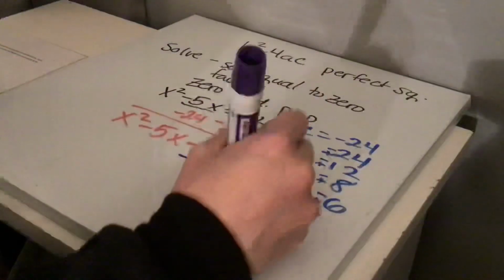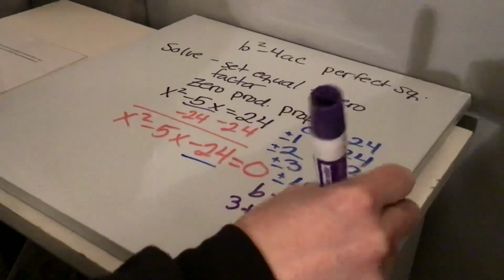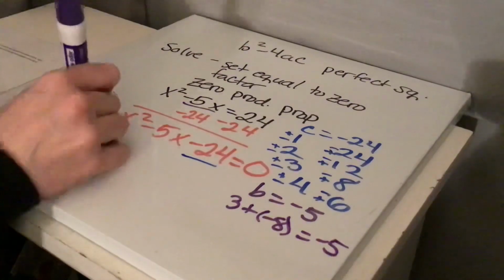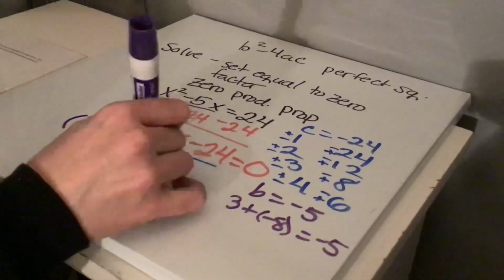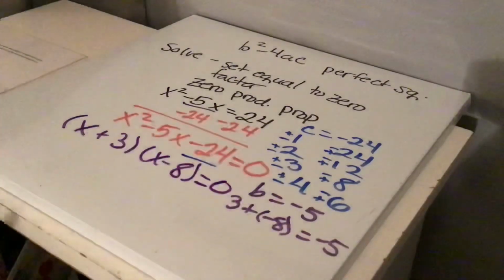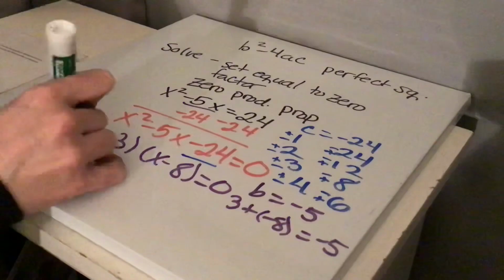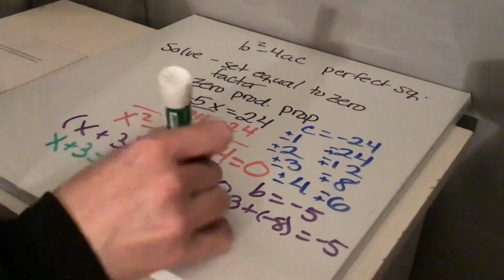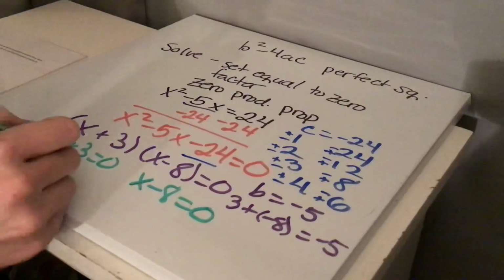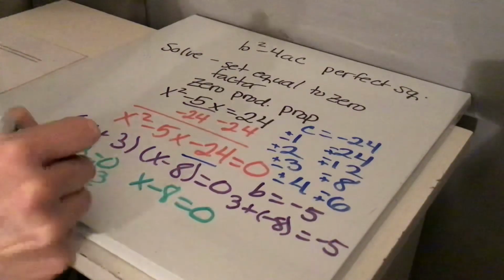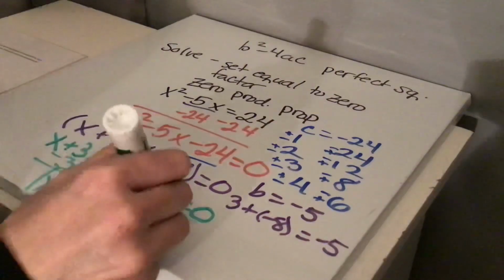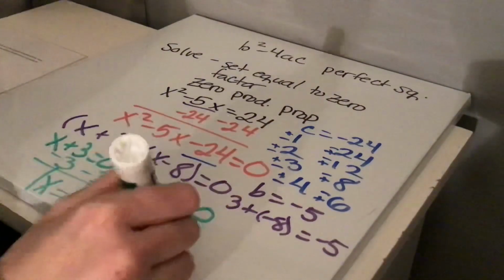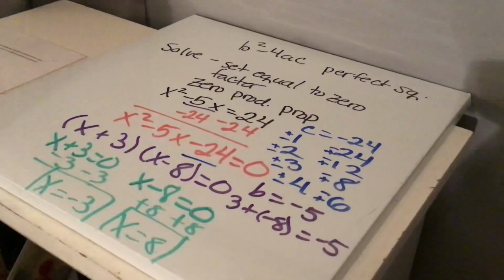So let's try 3 and 8. So 3 plus negative 8 is negative 5. So we get x plus 3 times x minus 8 equals 0. So it's in factored form. Then the zero product property tells us one of these has to be 0. So we're going to say x plus 3 is 0 or x minus 8 is 0 and solve for x. So subtract 3. So x is negative 3 or add 8 and we get x equals 8. So two answers, negative 3 and positive 8.